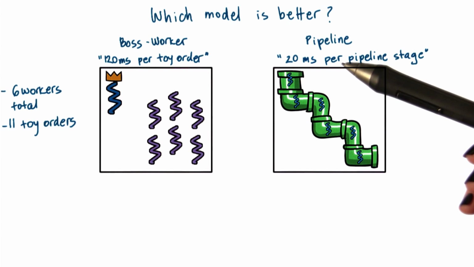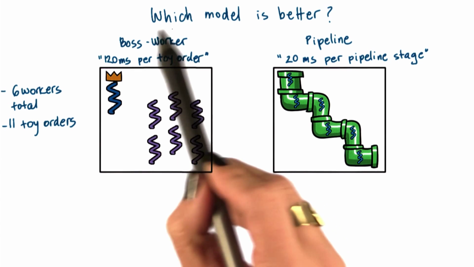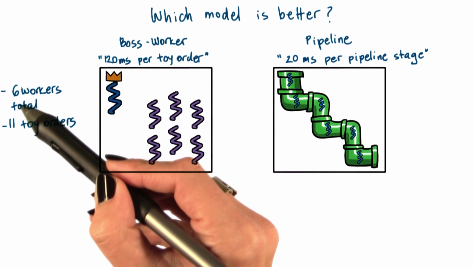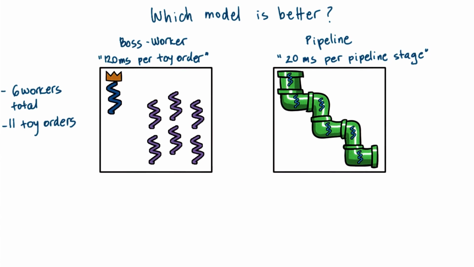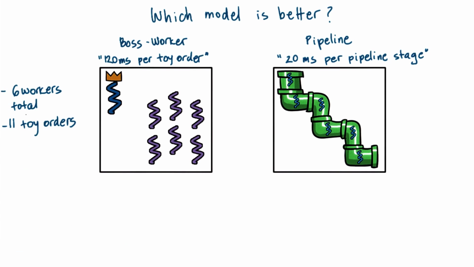During the Threads and Concurrency lecture, recall that we had a quiz in which we were comparing the boss worker model with the pipeline model. We did that specifically in one example for 6 worker threads in both cases, and for a toy order that consisted of 11 toys.